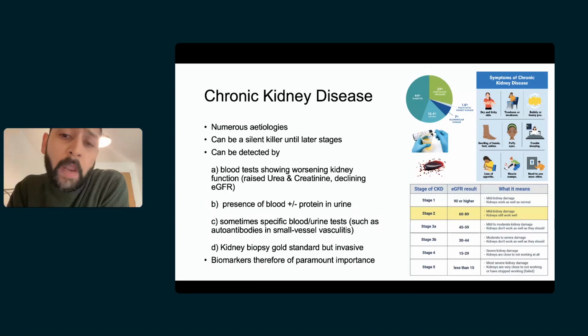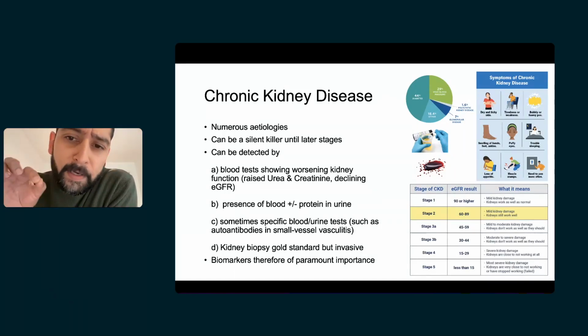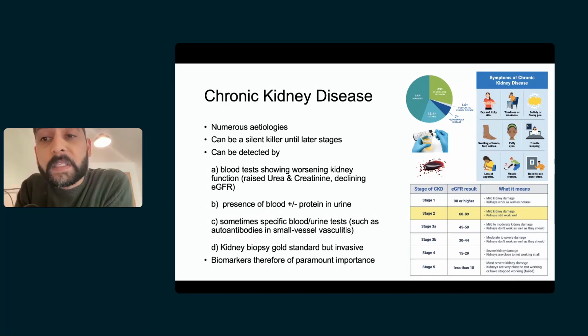So as a result, we're heavily dependent on some of the surrogates that we have in the form of biomarkers, both in the blood and urine, that will tell us that something is going wrong. So with regards to blood tests, we can look at deteriorating kidney function with rising urea and creatinine or worsening EGFR. We can look at people's dipsticks, in which we dip paper into people's urine and can identify the presence of blood in urine. Sometimes for specific conditions like glomerulonephritis, we can look to see specific antibodies that cause that problem.